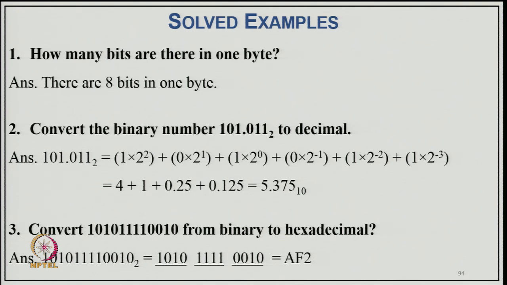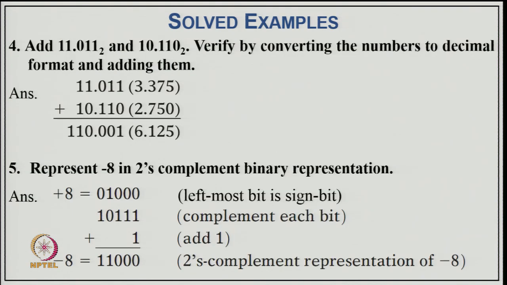Convert the entire binary number 1001 1010 1111 0010 into hexadecimal. So, you have to make groups of 4 in this number, and then convert each group. This group comes out equivalent to 8, this comes equivalent to F, and this comes equivalent to 2. So, it becomes 8F2 at the base of hexadecimal.